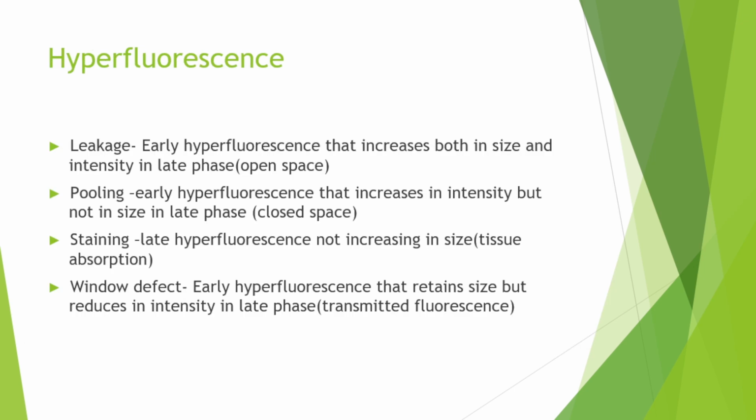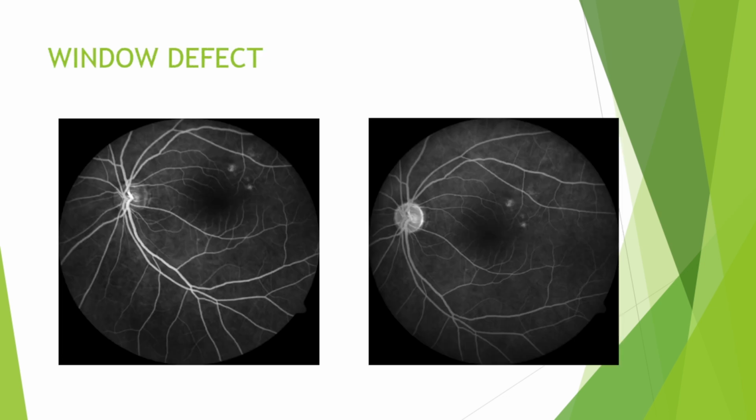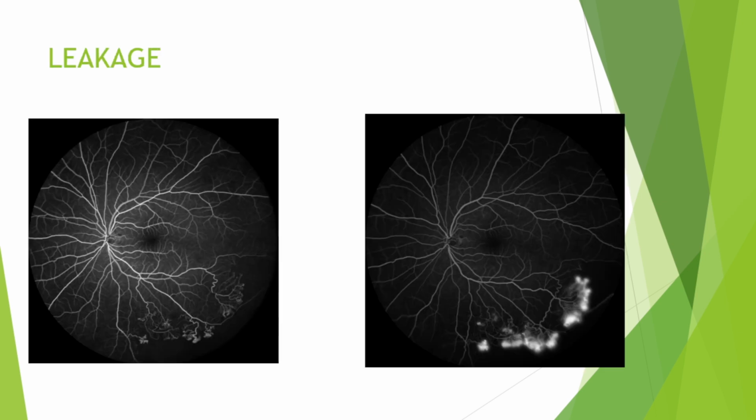Coming to hyperfluorescence, it can be leakage, pooling, staining, and window defect. Leakage is early hyperfluorescence that increases both in size and intensity in the late phase, which means that the fluid is going into an open space. This is an example of leakage. Here you can see in the early arteriovenous phase hyperfluorescent areas of leakage, which increase in intensity and size in the late arteriovenous phase, suggesting leakage.